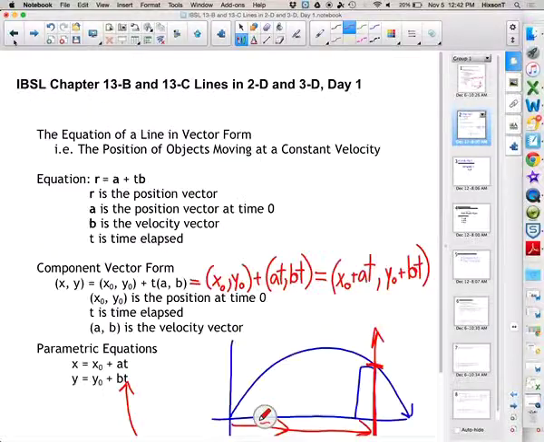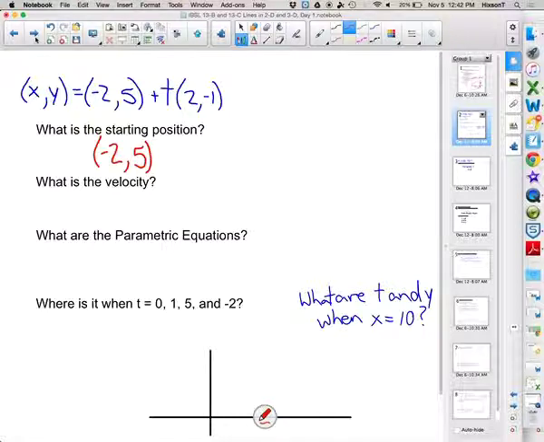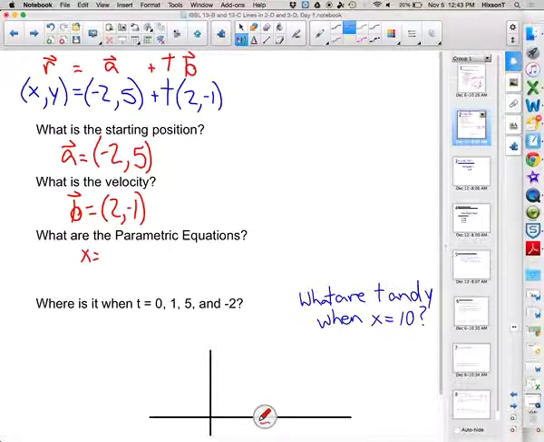So using our notation here, r equals a plus tb, a plus t vector b. This would be our vector A, starting position. Our velocity vector B would be 2, -1. But now we can write our parametric equations. X would equal -2 plus 2t.